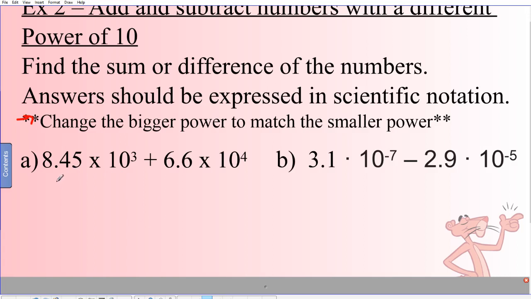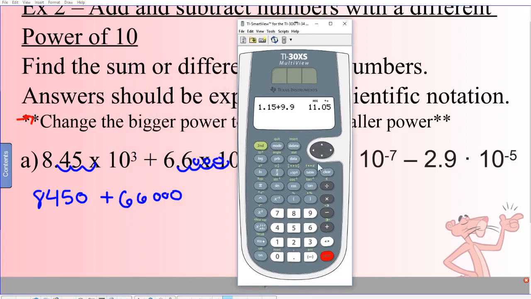So I'm going to first start by changing everything into standard form. If I change this guy into standard form, I'd move my decimal 1, 2, 3 places. So he becomes 8450 plus, I'm going to move this guy 4 places. 1, 2, 3, 4. So I need to add 3 zeros. 66000. And why not? Let's break out the old calculator. 8450 plus 66000. Just double check, make sure I typed everything in properly. Looks good. And we get 74450.